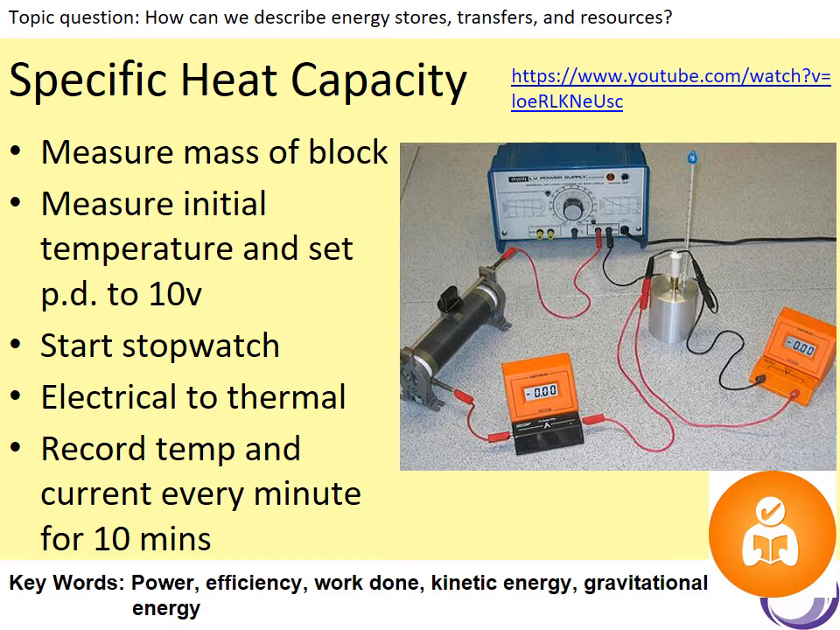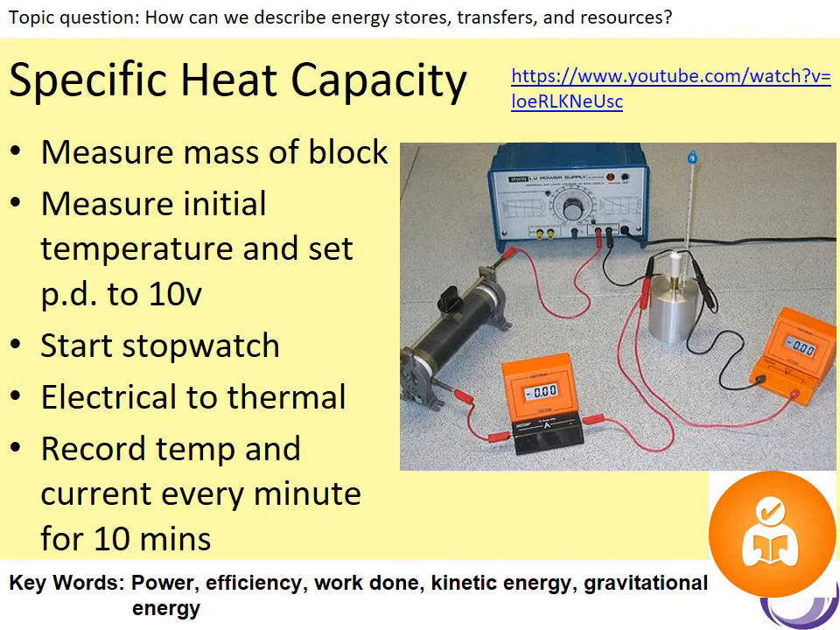You'd measure your initial temperature using your thermometer, and then you'd set your potential difference perhaps to 10 volts, for example. Then when you are ready, you would start your stopwatch, and then you will record your temperature, current and your potential difference every minute for 10 minutes. The energy transfer that we're looking at for this is from electrical to thermal.